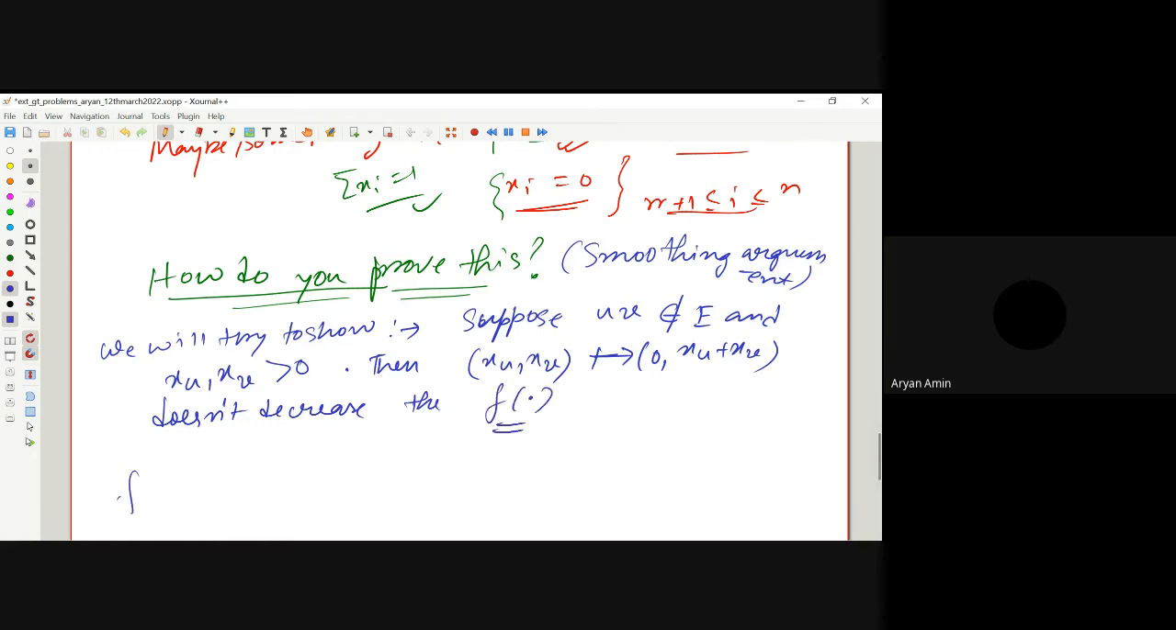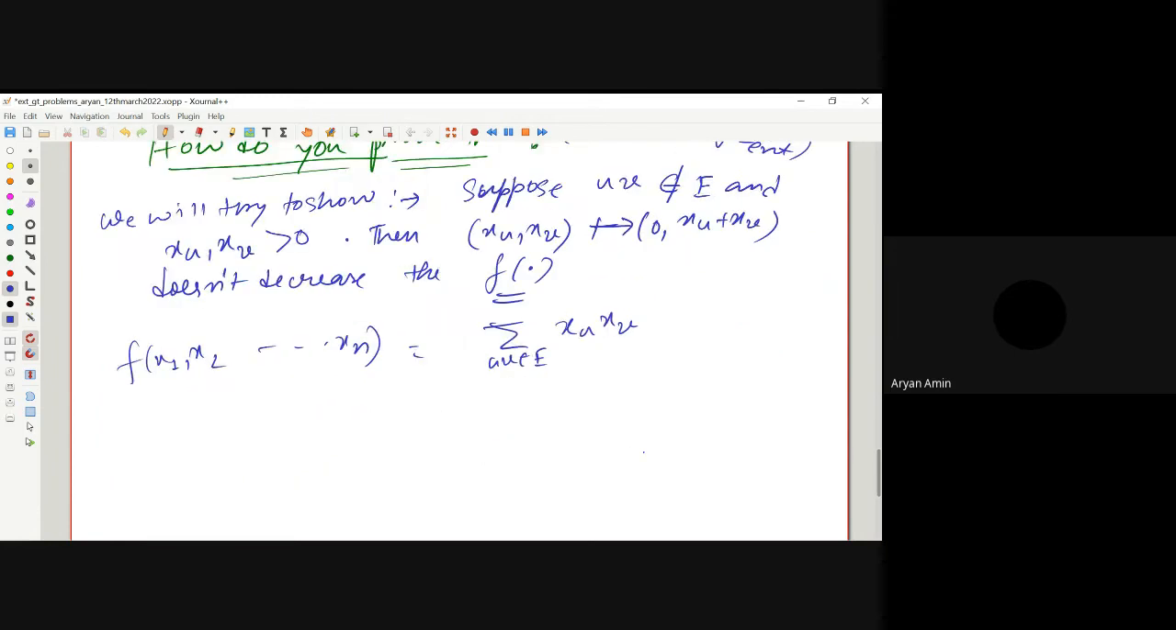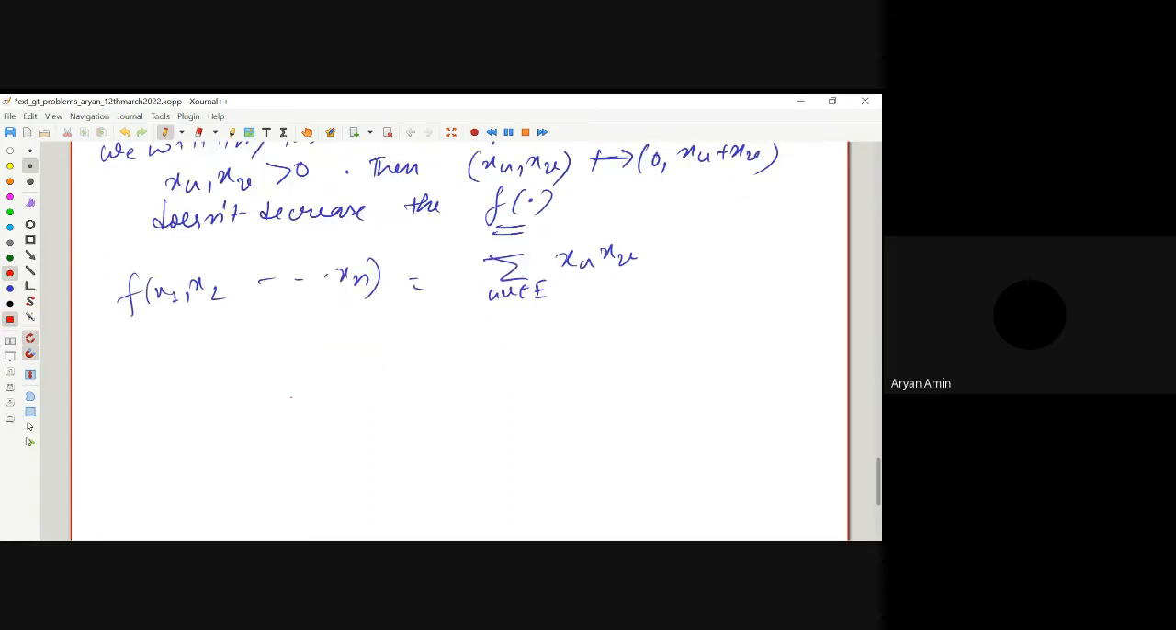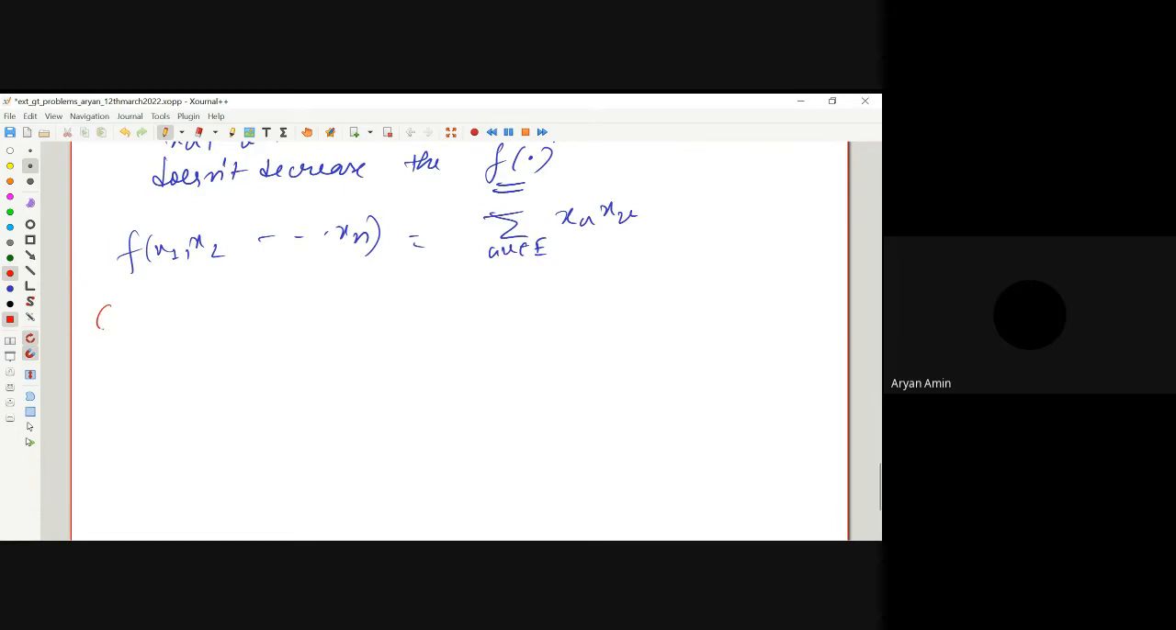f of x1, x2, up till xn is basically just this sum. Okay, yeah, just write it out for the sake of clarity. So this is a smoothing argument. Now, how are we supposed to execute it? Just writing out everything is going to be messy, and tackling it might be hard. So we'll appeal to extremal principles. Given G, take x1, x2, up to xn such that f of that is maximum.